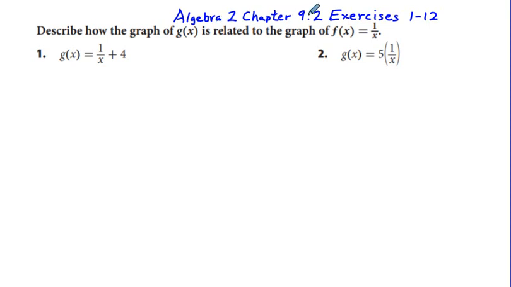Algebra 2, Chapter 9.2, exercises 1 through 12. In this section, we're working on rational functions. And before going through these exercises, I'm going to explain what a standard form of a rational function is.